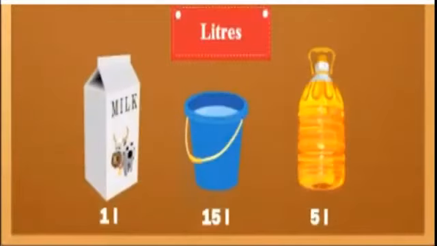See this, liters. Okay, you can see here a carton of 1 liter milk. You can see here a bucket full of water, that is 15 liter. And this is oil, a 5 liter bottle. Okay, 5 liter means 5000 milliliter, isn't it? You know that 1 liter is equal to 1000 milliliter. So 5 liter is equal to 5 into 1000, isn't it? So 5000 milliliter. Okay.